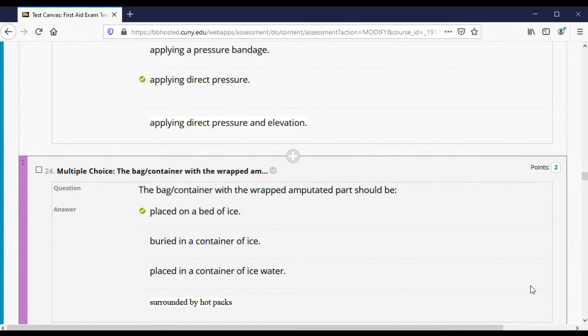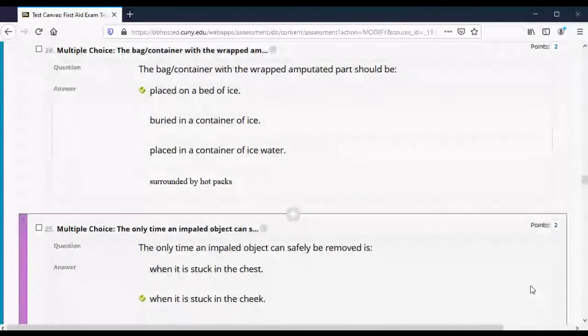The bag container with the wrapped amputated part, finger, hand, or whatever anatomical part you can think of, should be placed on a bed of ice. Okay, so first the amputated part should be put in an airtight, sealed, usually plastic bag, and then placed on a bed of ice. Not buried in a container of ice, because that may wind up freezing the part. A container of ice water will really not be cold enough. Hot packs, that's just an absurd answer anyway. So the answer is placed on a bed of ice, and that's right out of your textbook.